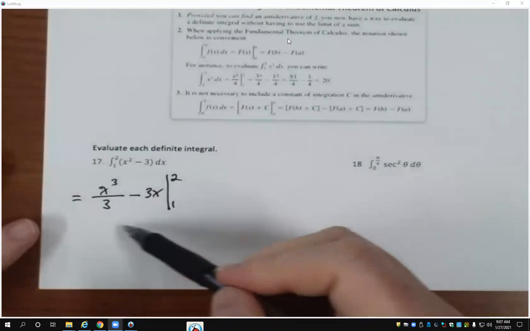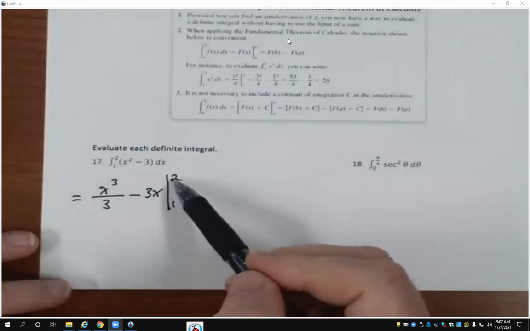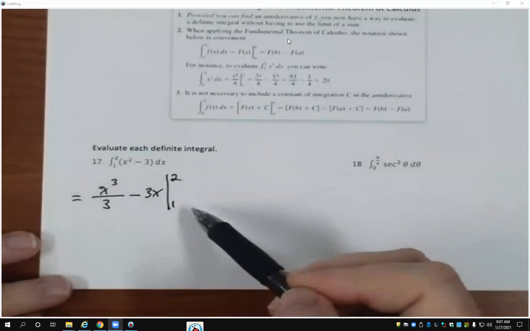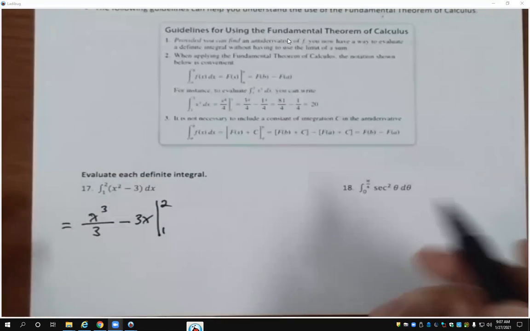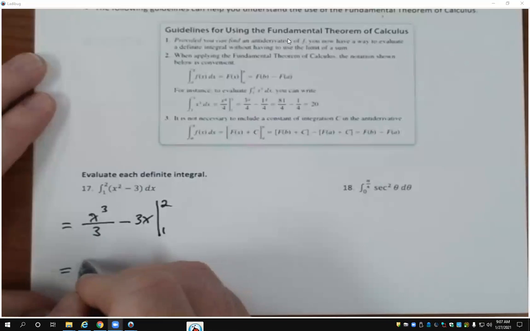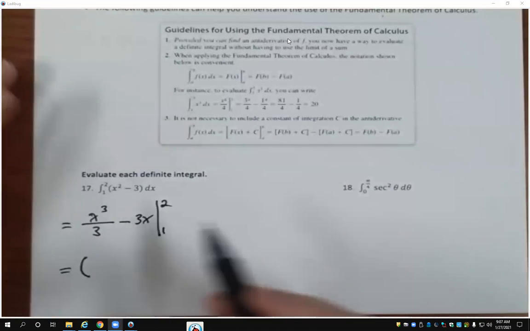And what this means now is we're doing f of b minus f of a. We're going to plug 2 into this function, minus we're going to plug 1 into this function. That is the fundamental theorem of calculus, okay? So the algebra gets a lot, but not difficult.